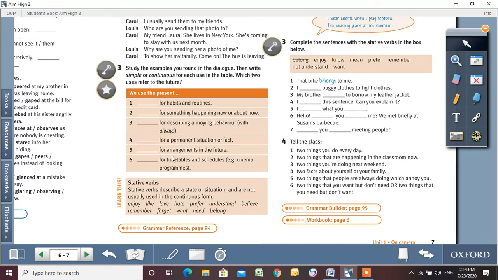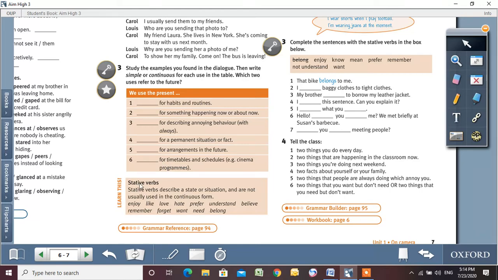5. For arrangements in the future. Present continuous. 6. For timetables and schedules. Example, cinema programs. Present simple. Now these two numbers 5 and 6, in these two we are talking about the future, but in number 5 we are using the present continuous, and in number 6 we're using the present simple.